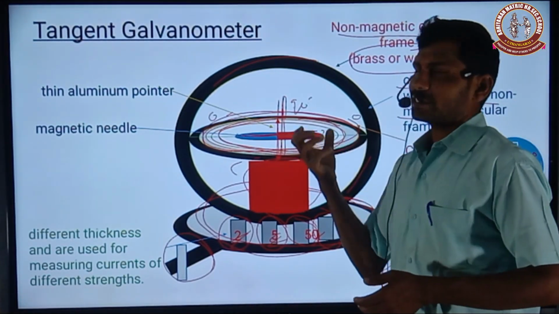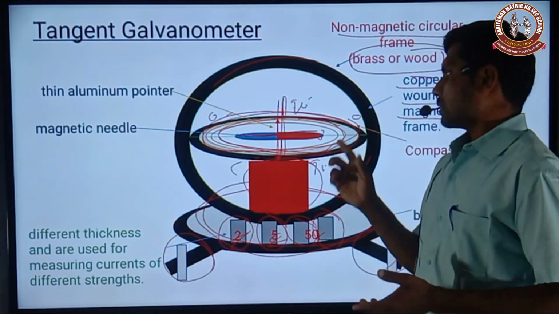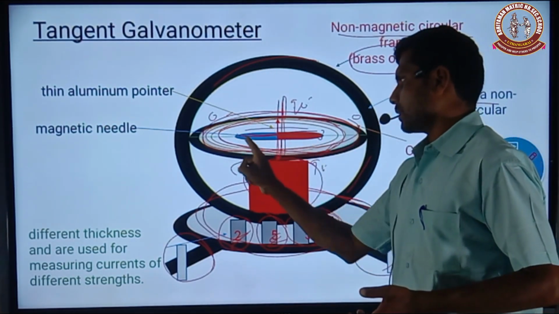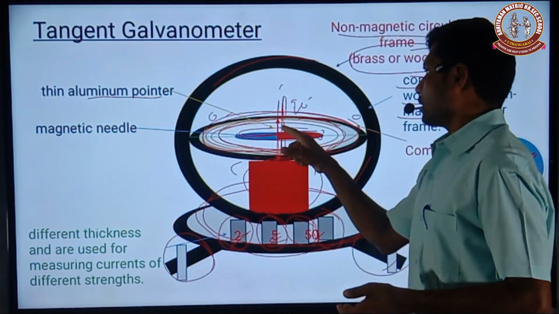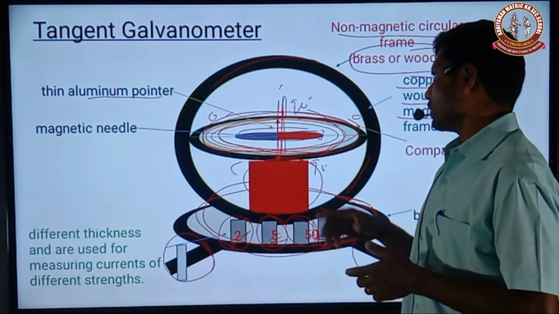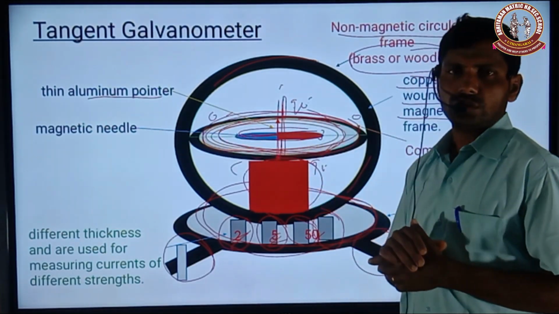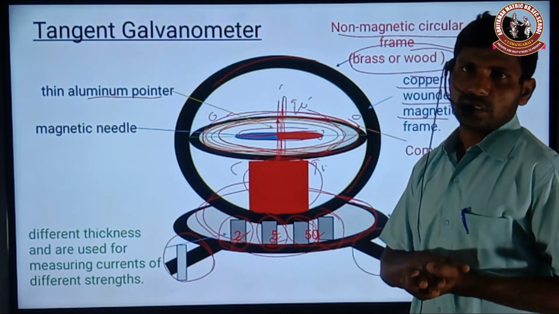The compass box is placed at the center of the coil on the small adjustable upright projection. It has a magnetic needle and a thin aluminum pointer that moves over the circular graduated scale of four quadrants, 0 to 90 each. The aluminum pointer is used to read the values.